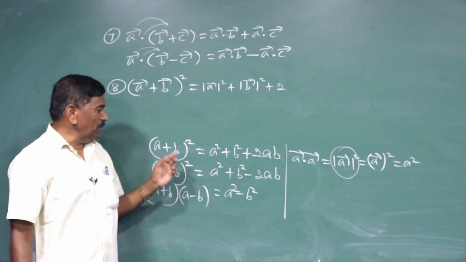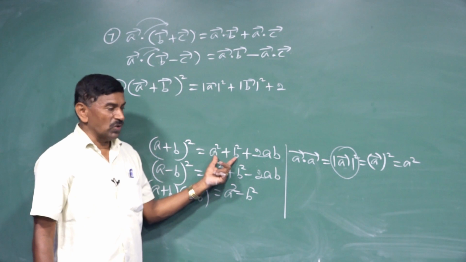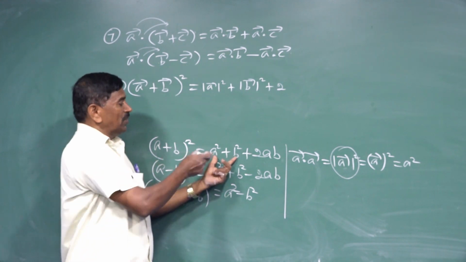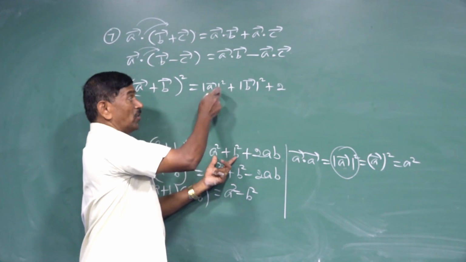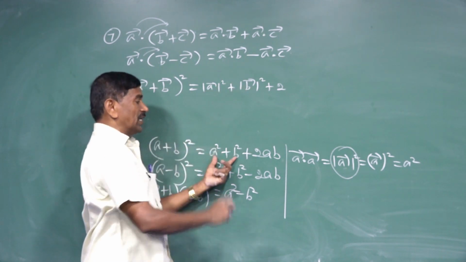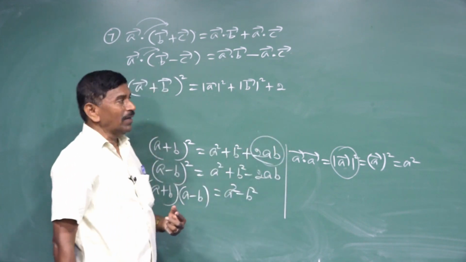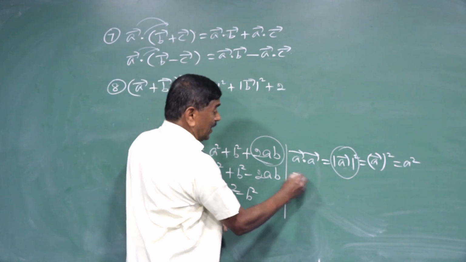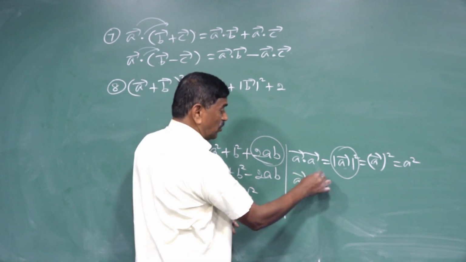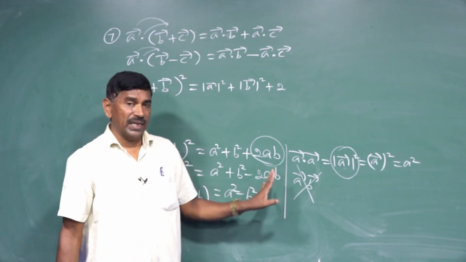In algebra, A square plus B square. But in vector algebra, write modulus A vector square plus modulus B vector square. Here in algebra, we are writing simply 2AB. But in vector algebra, simply writing A vector B vector is meaningless. If you write simply A vector B vector, it is meaningless.